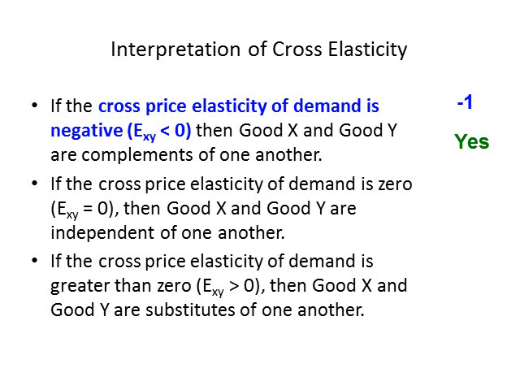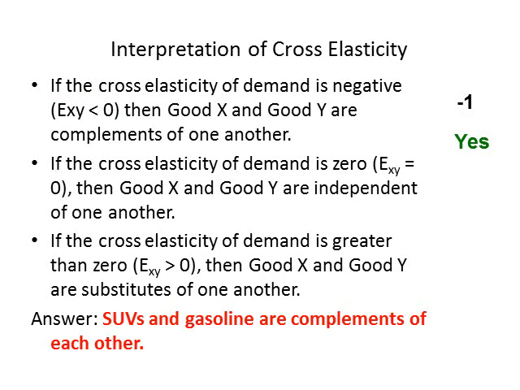We start by comparing -1 with the first criteria, which is whether the cross-price elasticity of demand is negative. It is, yes, that is. So, we can conclude that SUVs and gasoline are complements of each other.